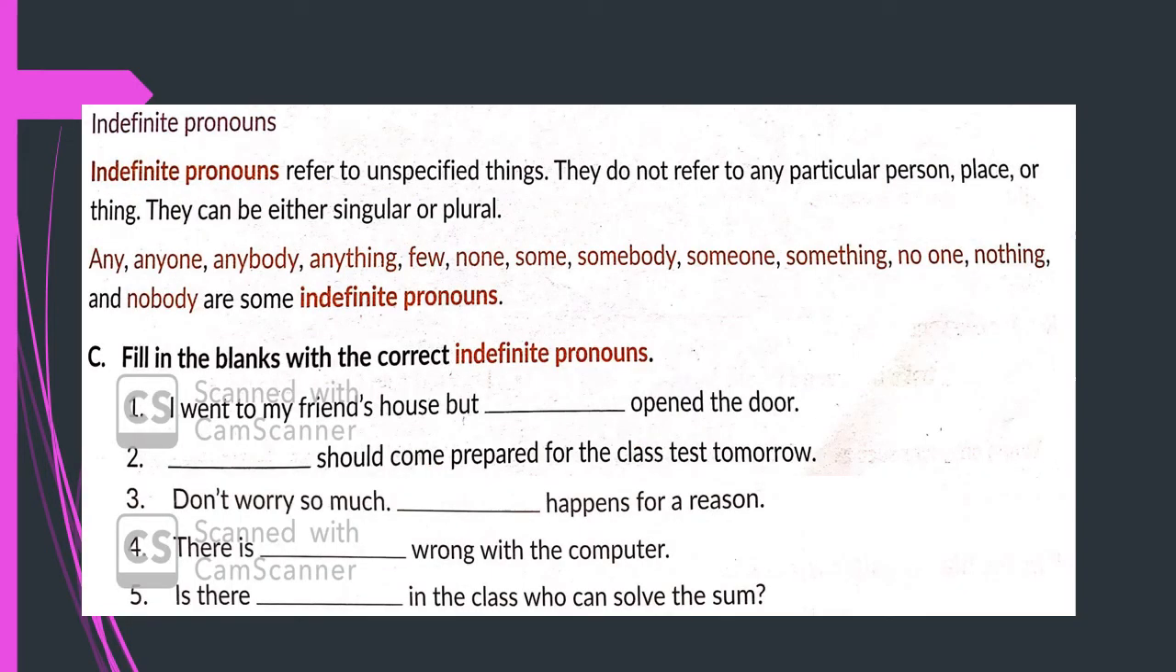Indefinite pronouns. There are certain pronouns that refer to unspecified things, means not specific. They do not refer to any particular person, place, or thing. They can be either singular or plural. As we know, words like any, anyone, anybody, anything, few, none, some, somebody, someone, something, no one, nothing, nobody. These are indefinite pronouns. They do not refer to any one particular person in general.